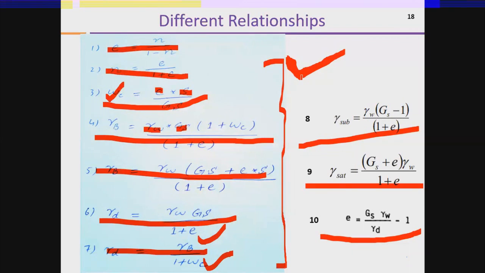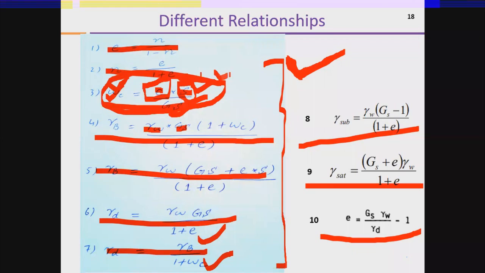So these are the expressions that I think you should learn by heart, because in different competitive examinations you are given the value of the degree of saturation, the value of water content and the value of specific gravity, and they are asking to find the value of the void ratio. So by playing with these equations and the given data, you can find the void ratio. Sometimes they give the value of water content, specific gravity and void ratio, and ask you to find the degree of saturation.